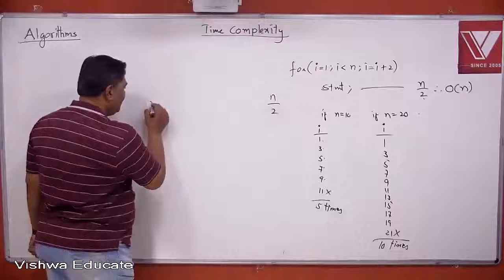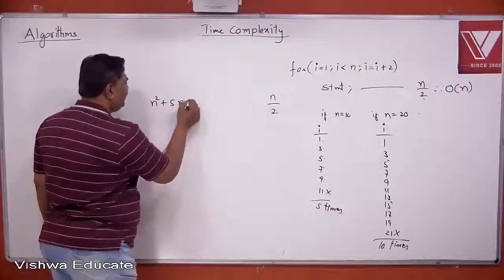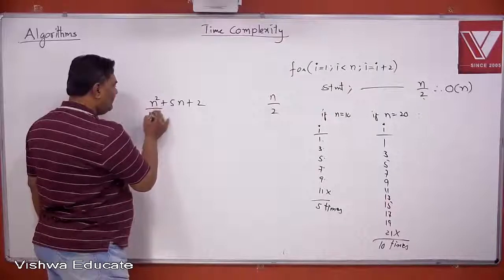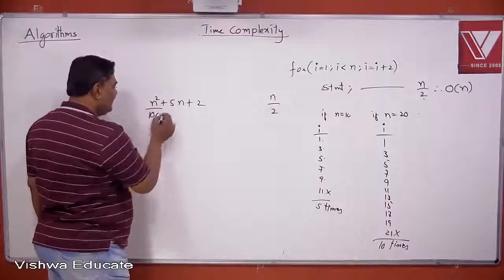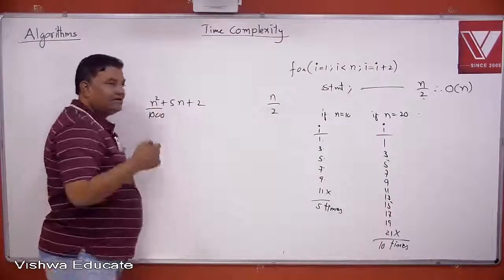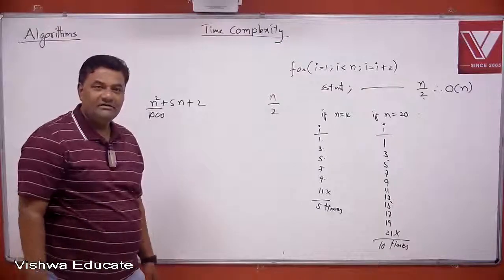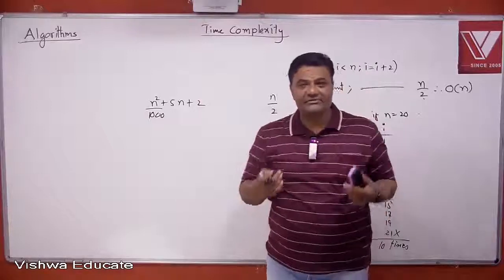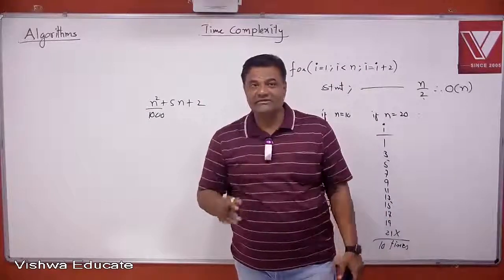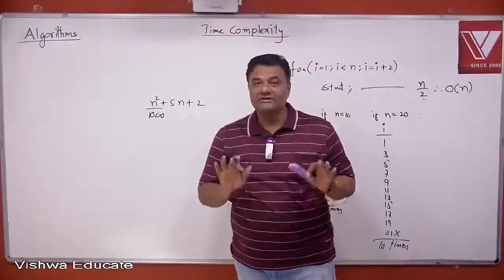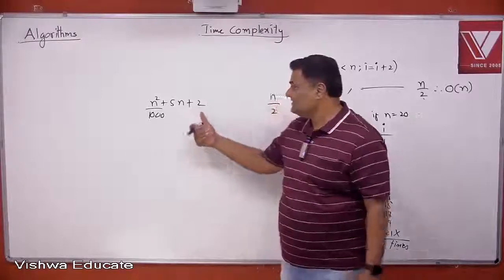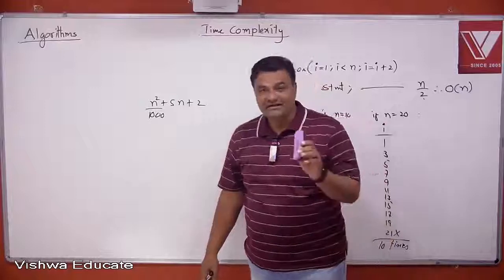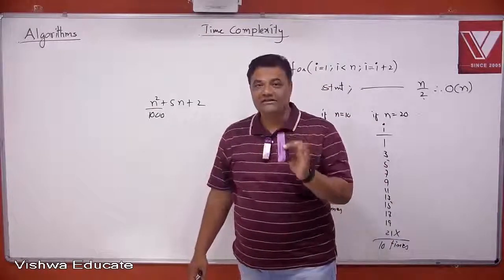See, if you have n square plus 5n by 2, what is the degree? 2 by 100, 2 only. By 1000, 2 only. Degree is 2 only. Sometimes students get confused. N square by 1000, it's a very small value. How are you saying n square? We are not saying what will be the answer for this function. We don't want the answer. We are just interested in what is the degree.